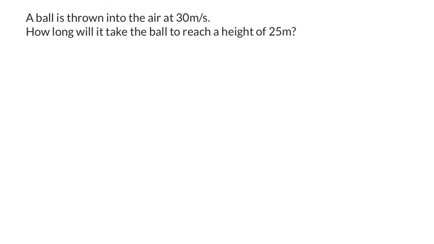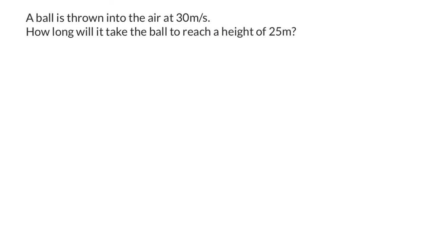A ball was thrown into the air at 30 meters per second. How long will it take the ball to reach a height of 25 meters? For those of you who find ball too boring, insert your own object, such as panda, if you would like, but I leave that up to you.